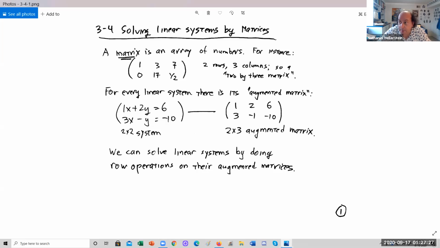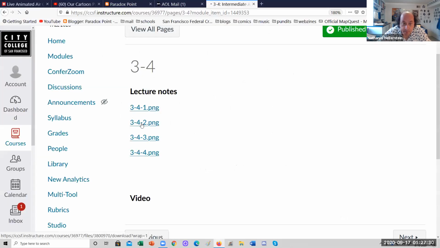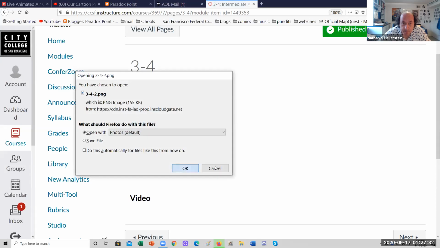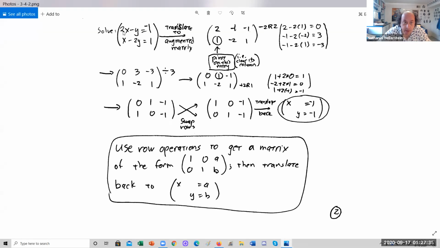So for example, here we have 2x minus y equals negative 1 and x minus 2y equals 1. So we translate that to an augmented matrix. You get 2, negative 1, 1 for the first row, 1, negative 2, 1 for the second row. So we'll solve by doing row operations on this matrix. I'll start with this 1 here. I'll pivot on this entry. In other words, use this 1 to clear away this 2. We'll do that by subtracting twice equation 2 from equation 1.